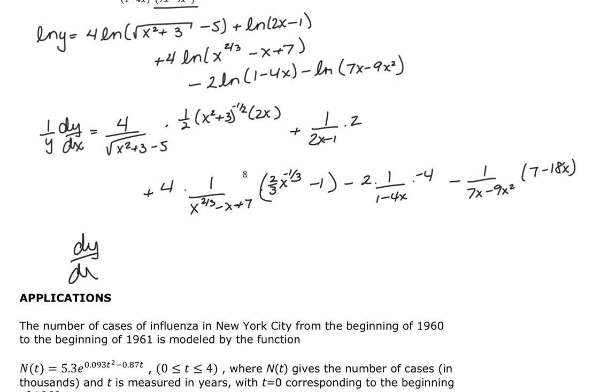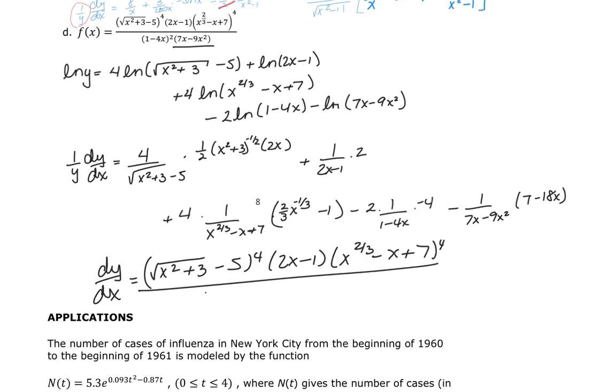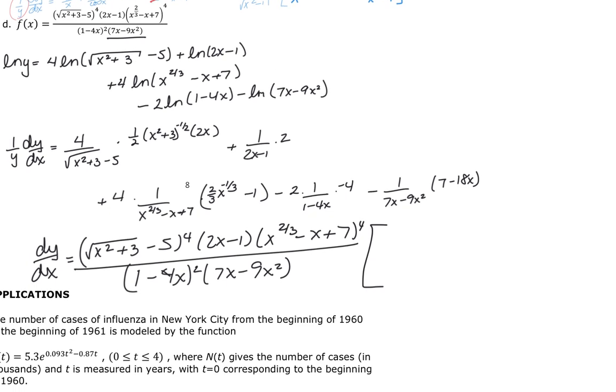So dy dx will be equal to my original function, which was the square root of x squared plus 3 minus 5 raised to the 4th power, 2x minus 1, x raised to the 2/3 minus x plus 7 raised to the 4th, and then 1 minus 4x, the quantity squared, 7x minus 9x squared, and then this is going to be multiplied by, so I'm going to have 2, let's start with this 2, and that 2 will cancel, so I'll have 4x over the square root of x squared plus 3 multiplied by the square root of x squared plus 3 minus 5.